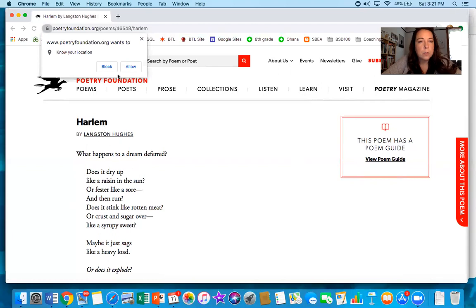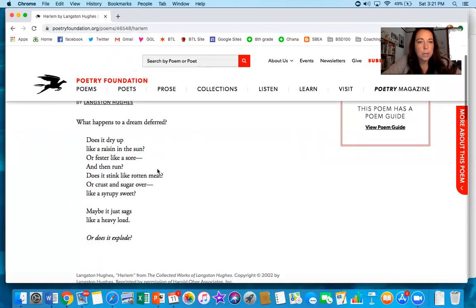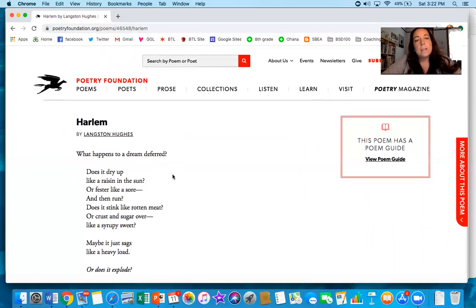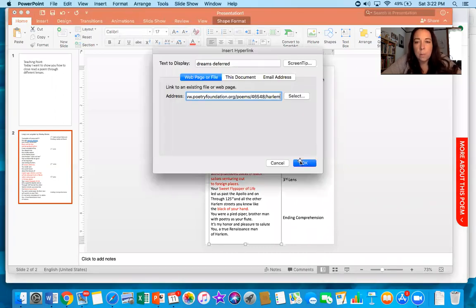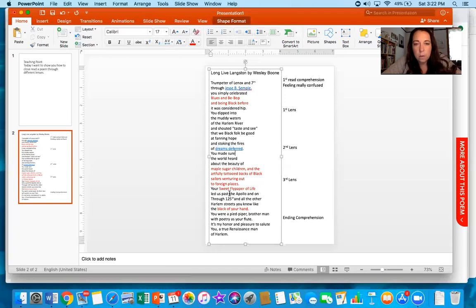What happens to a dream deferred? Does it dry up like a raisin in the sun or fester like a sore? And then does it run? Okay, so this is obviously a poem by Langston Hughes. And here it is in what happens to a dream deferred. So we can see on our poem, this poem was written by Wesley Boone, who's a character in Bronx Masquerade. It's about Langston Hughes, and here he is referencing or alluding to a poem. So we're just going to link that up.